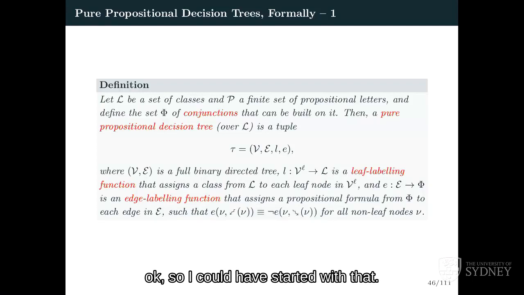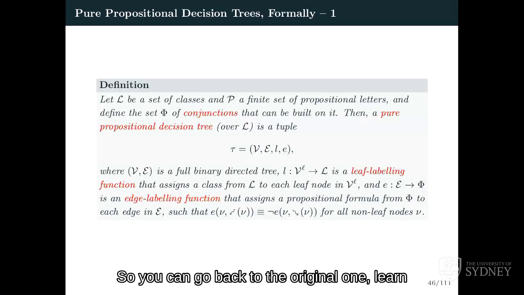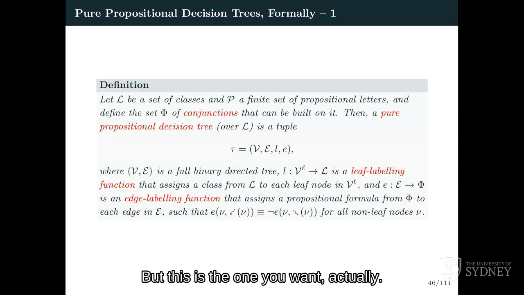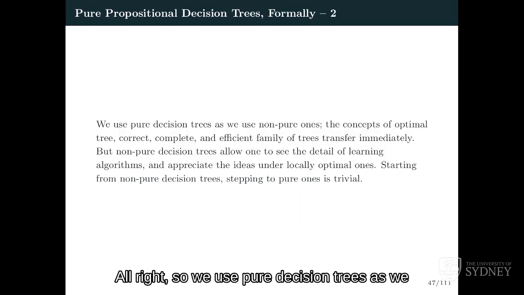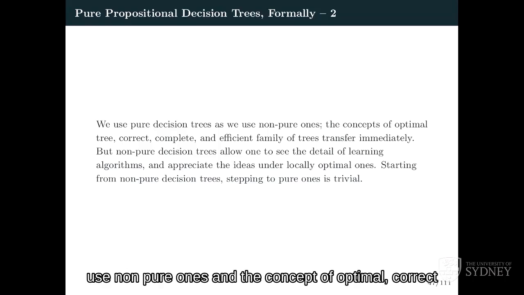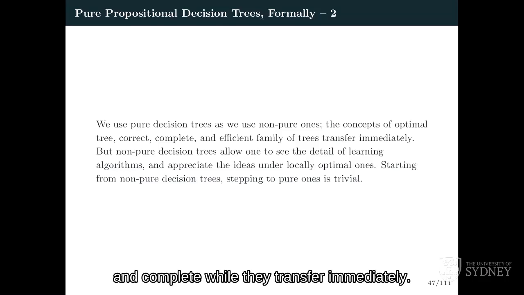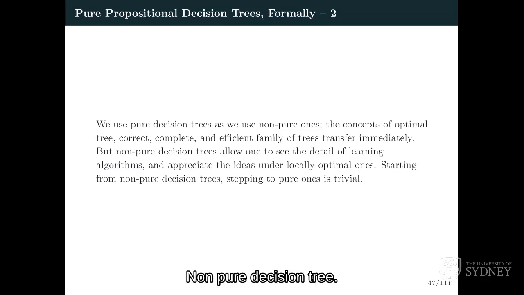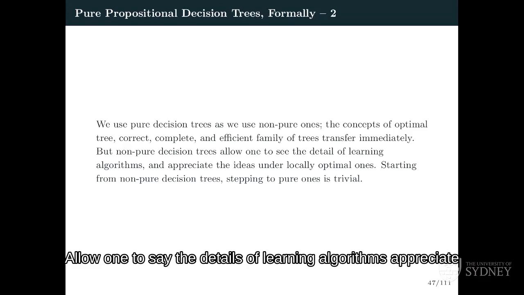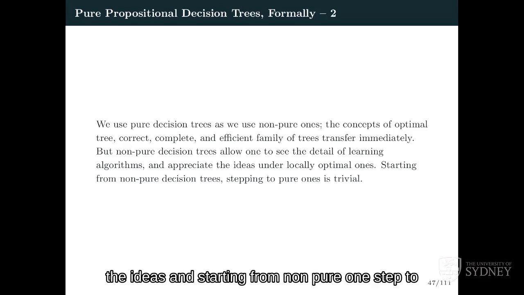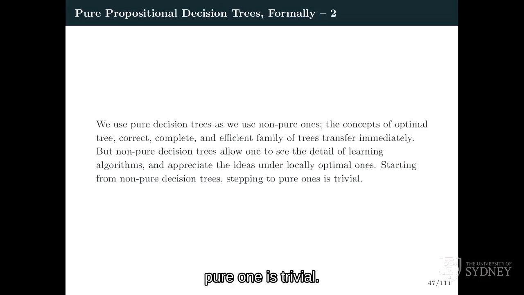So I could have started with that, and you should have told me, hey, there is no way you can learn that. And I would say, yes, there is no way you can learn that directly. So you can go back to the original one, learn that one, and then get this one. But this is the one you want, actually. All right? So we use pure decision trees as we use non-pure ones, and the concepts of optimal, correct, and complete transfer immediately. Non-pure decision trees allow one to see the details of learning algorithms and appreciate the ideas, and stepping from the non-pure one to the pure one is trivial.